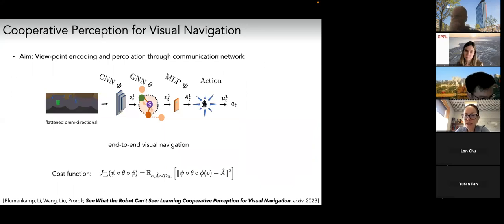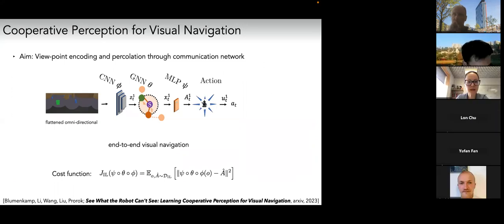So again, the architecture looks similar to what I showed you before, just with a small difference that we're actually acting in the real world now. So we're considering flattened omnidirectional images coming in to any one of the sensors. This is being processed by a CNN. That information is fed into our GNN module, then post-processed by an MLP, and that leads to an action that the robot has to use. So this action policy basically gives the robot a distribution over its motion primitives, and the robot then samples from this distribution to decide how it's going to move through the environment to proceed towards its target.